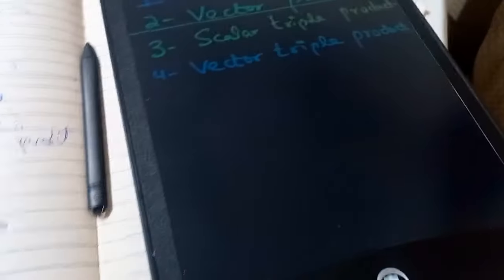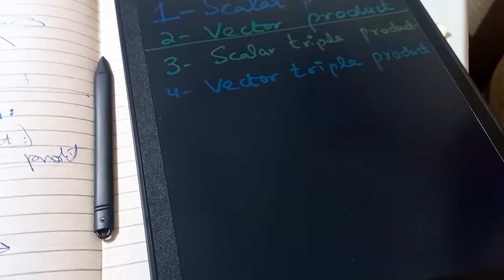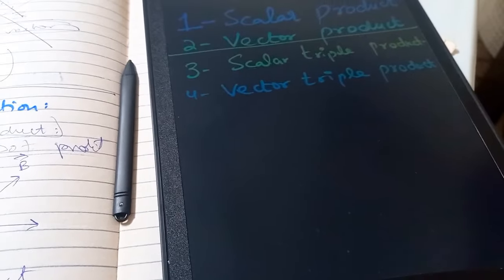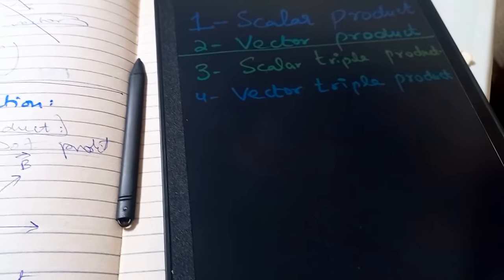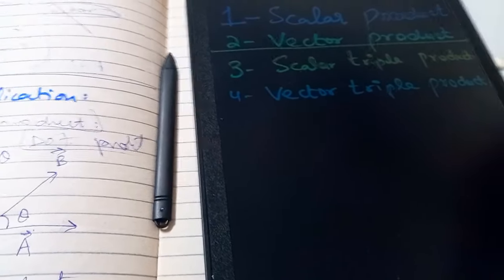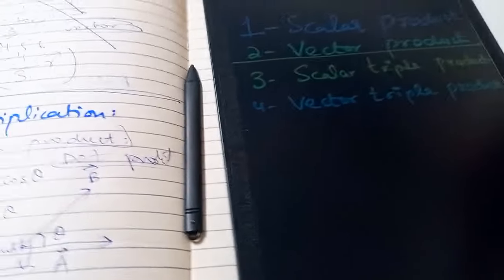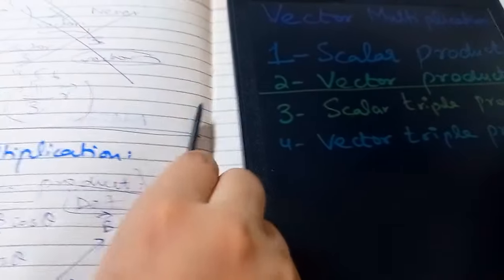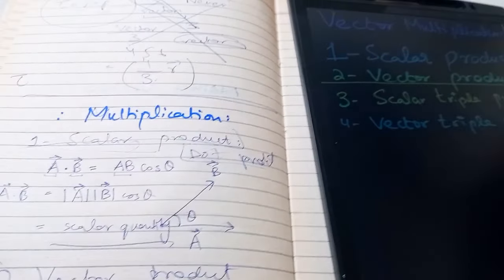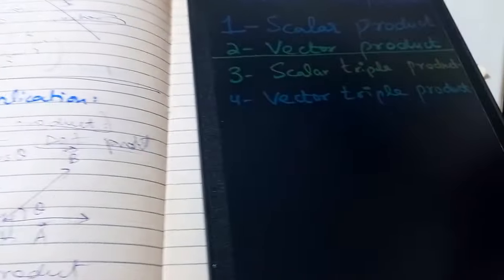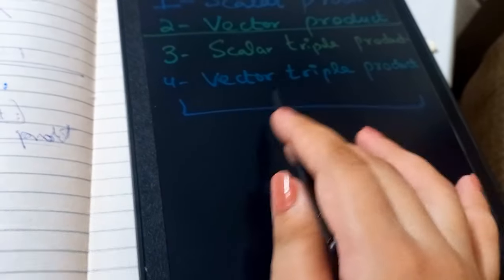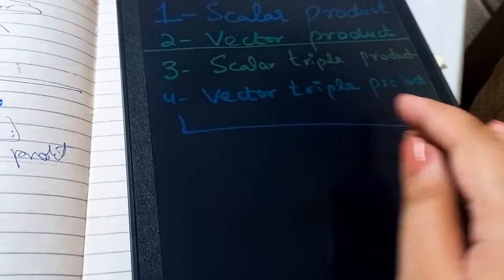While scalar triple product and vector triple product are not that common, they appear in some cases, so we should know about them. It's not the case that we can skip them. We should know how they are named, how they are represented, and how to deal with them. So now let's talk about the triple products, which are scalar triple product and vector triple product.